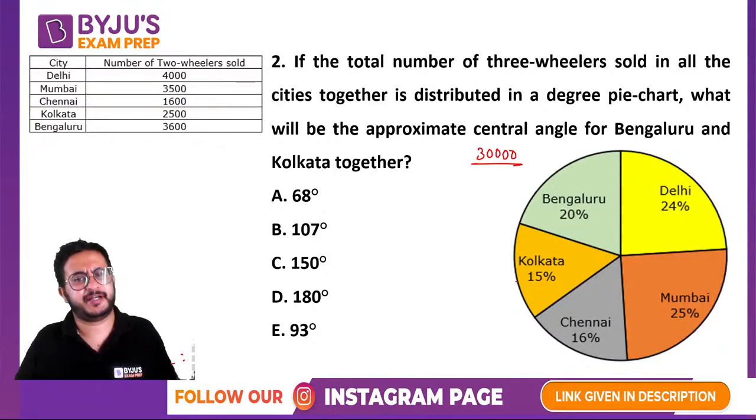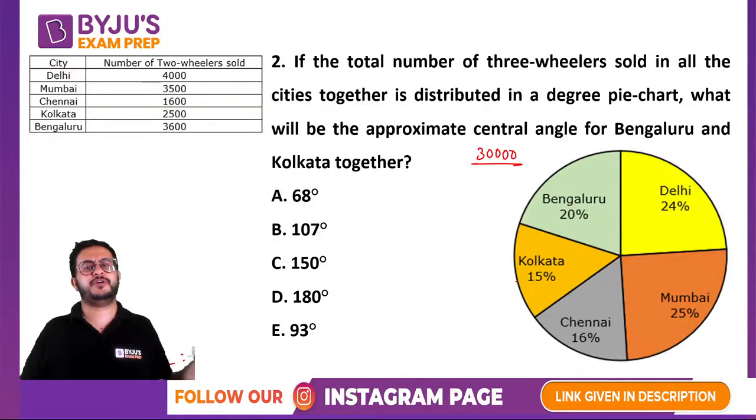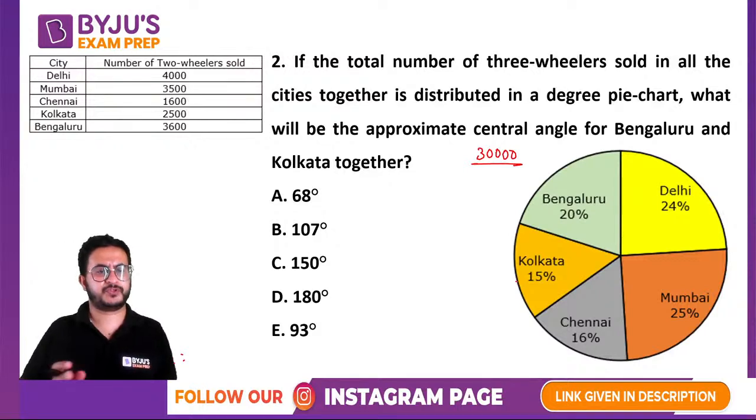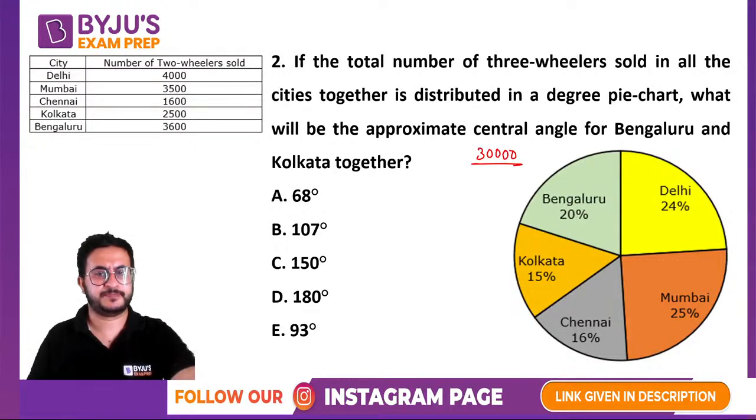Similar questions you can get with double pie charts: a pie chart of the total number of students and another pie chart of the number of female students. So you will have to calculate the number of male students. That way there could be these sorts of calculations in pie charts.